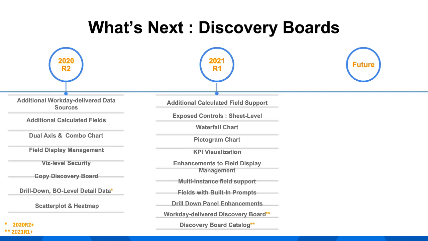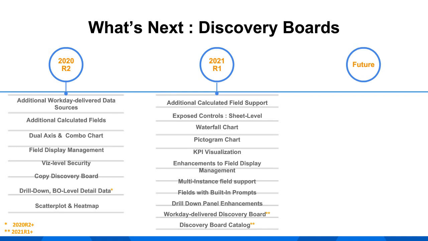One of the key things to look forward to shortly after 21 R1, as marked with an asterisk here, is delivered discovery board content. We are exploring frameworks to support the delivery of pre-built discovery boards that customer users can then configure for their organization. And also on the drawing board right now is the Discovery Board Catalog, still a working name, but essentially a set of tools that will allow admin users to find, select, configure, and publish the delivered Discovery Board content to their consumers in the organization.